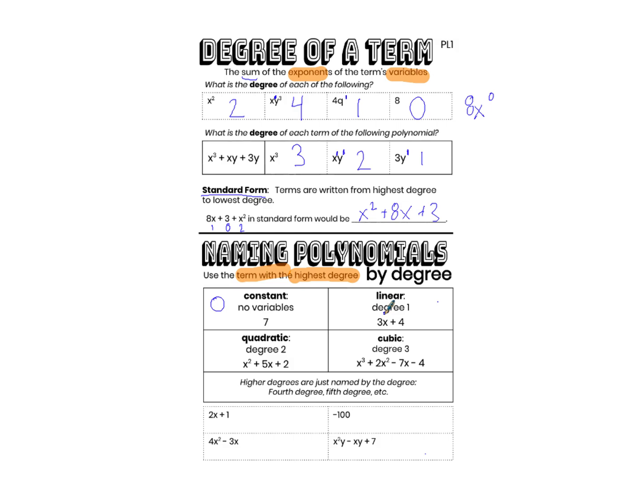So I can find the degree of each term. 3x has a degree of 1, 4 has a degree of 0. So I'm going to name this polynomial based on the degree of 1. Degree of 1 is a linear polynomial.